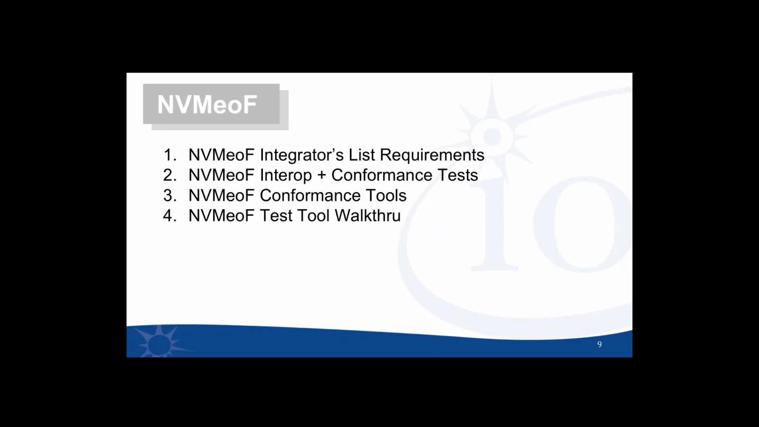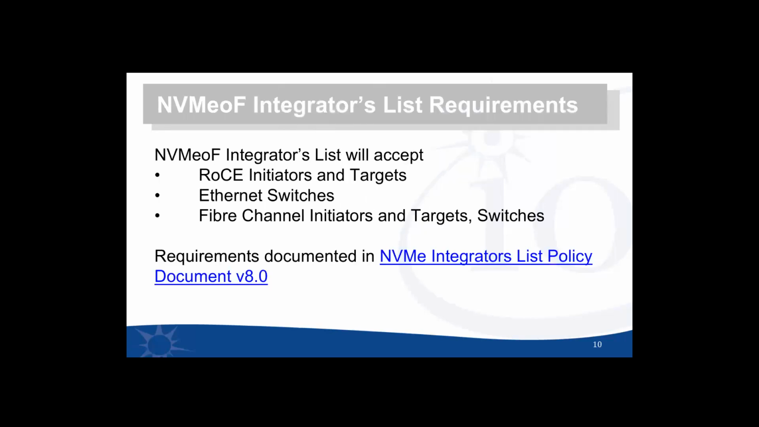So as part of talking about Fabrics, I'm going to talk about 4 things. First, the requirements for the integrators list and talk about the types of products that can be eligible for that. I'll go through the interop and conformance test really at a high level and just give you some reference of specifically on the conformance test where you can find some more detail on those. I'll go into the conformance test tool, and then finally a walkthrough on using that test tool over an NVMe Fabric. And that'll also serve as a walkthrough for using the tool on PCIe, since the functionality will be very similar. So first, a little bit about the NVMe-oF integrators list requirements and the types of products that are eligible.